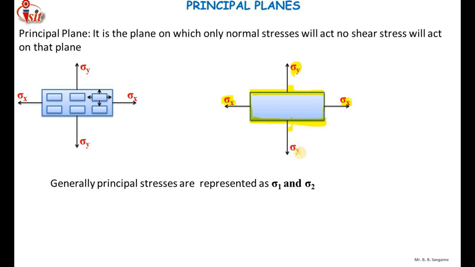As we have discussed, the stresses which act perpendicular or normal to the plane, these planes are called principal planes, and these stresses are called principal stresses. So here, principal stresses are represented as sigma 1 and sigma 2. So I can write this equation as sigma 1 is equal to sigma x and sigma 2 is equal to sigma y. So sigma x is the major principal stress, because sigma x is greater than sigma y.